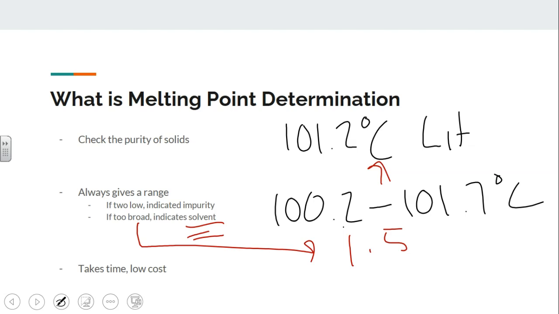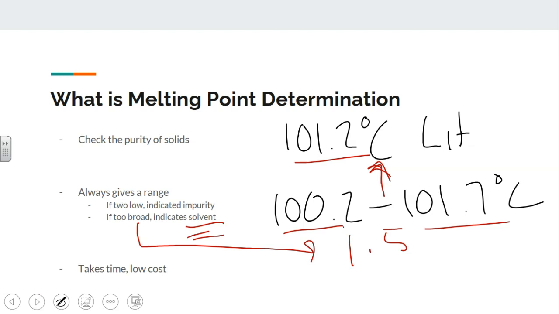Okay, so we can make two kinds of conclusions about solids from melting point. We can determine if it's pure by looking at whether the range encompasses the literature value, and then we can determine if it's dry based on how broad the range is. So that's two pieces of information that are really important to get.